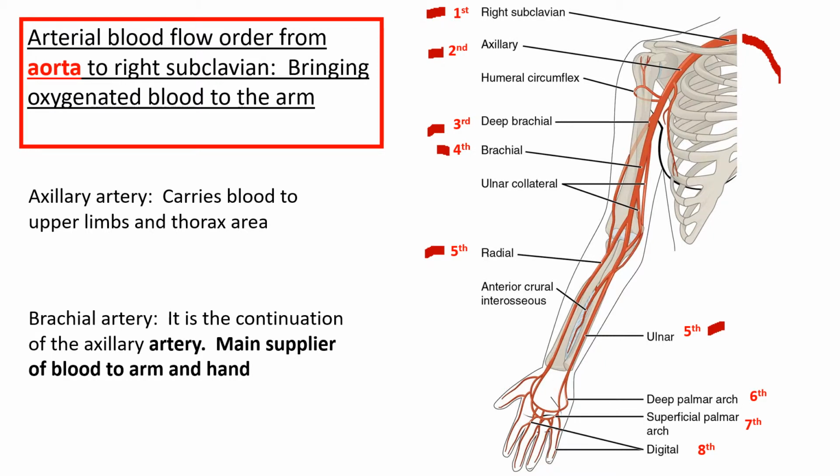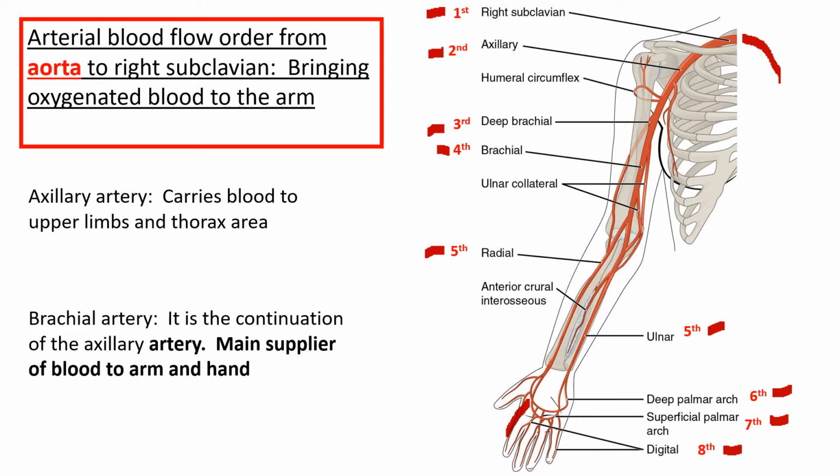All right, and as the blood is flowing to bring oxygen to the rest of the arm: deep palmar arch, superficial palmar arch, and the digitals. Again, bringing oxygenated blood to these areas so that the red blood cells can dump off the oxygen and pick up carbon dioxide and other waste products to be removed.